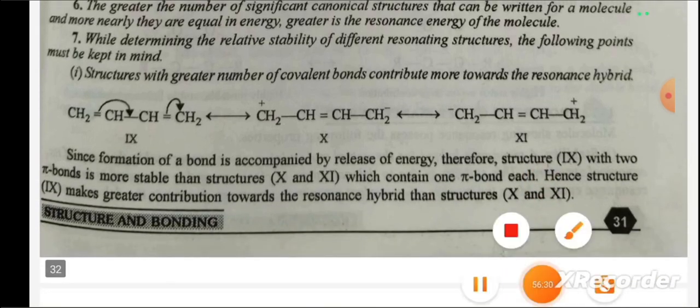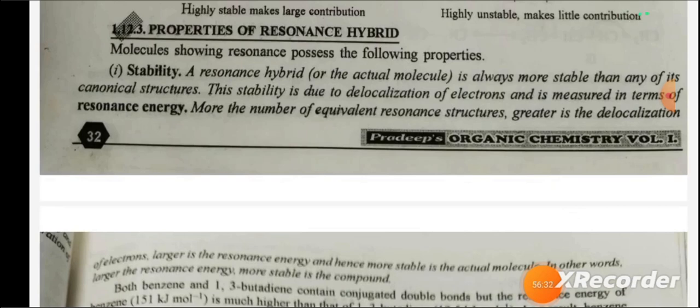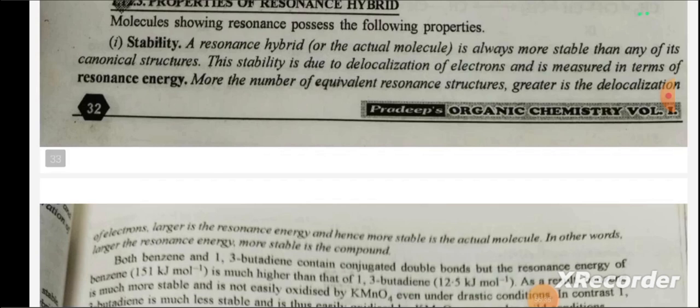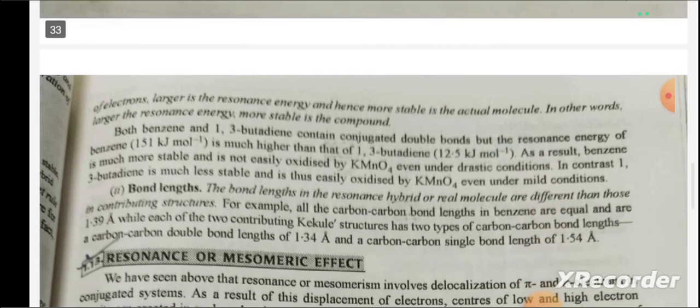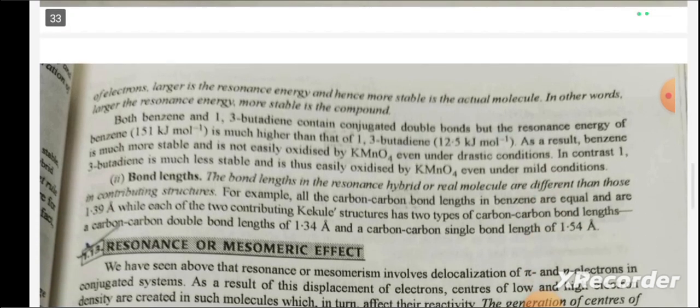Properties of resonance hybrid. First is stability. A resonance hybrid is always more stable than any of its canonical structures. The stability is due to delocalization of electrons as measured in terms of resonance energy. The more the number of equivalent resonance structures, the greater the delocalization of electrons. Larger is the resonance energy and hence more stable is the actual molecule.